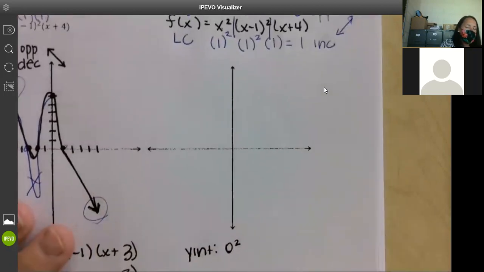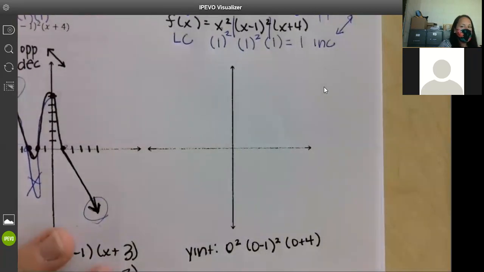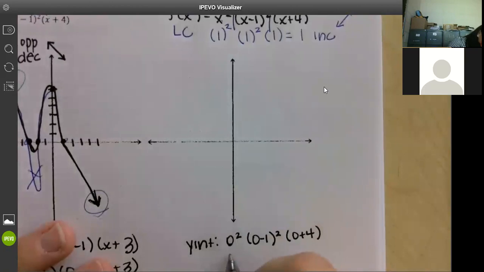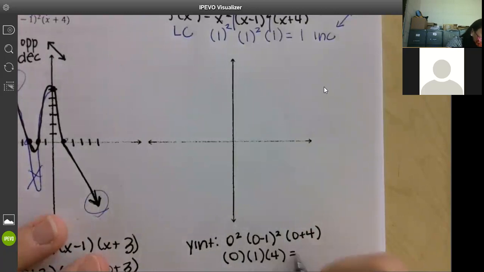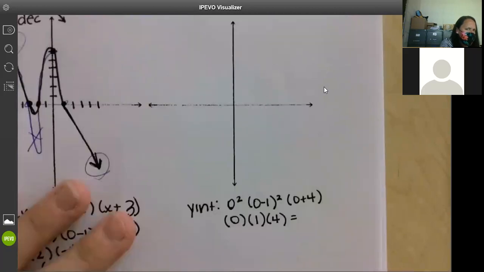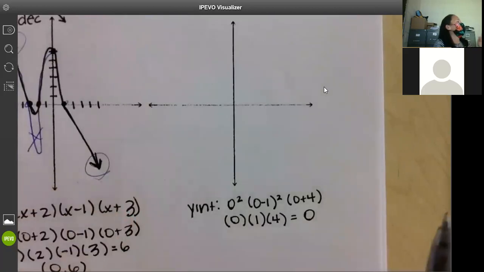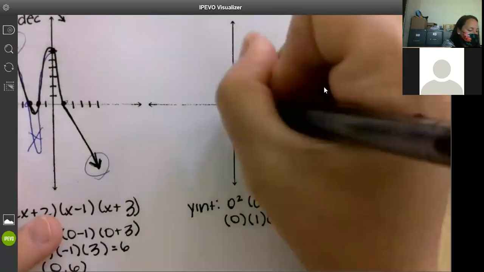So 0 squared, 0 minus 1 squared, and 0 plus 4. 0 squared is 0. 0 minus 1 is negative 1, squared is positive 1. And 0 plus 4 is 4, which gives us a y-intercept of, look at it. 0. We're multiplying. Be careful. That's okay, honest mistakes. So my coordinate for my y-intercept is, I plugged in 0 and I got 0.